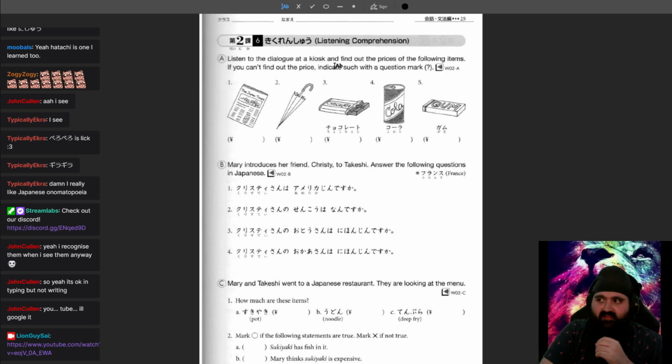Listen to the dialogue at a kiosk and find out the prices of the following items. If you can't find out the price, indicate such with a question mark. So we have the following items: shinbun, kasa, choco, or chocolate, cola, and gum. Gum, literally gum, like chewing gum, which I haven't really read in Japanese before. Normally I see gomu, so I was like, shouldn't this be an eraser or rubber? But no, it's gum. Okay. So now we're going to listen to a conversation and try to figure out the prices from listening. Let's do it together. Listening comprehension.